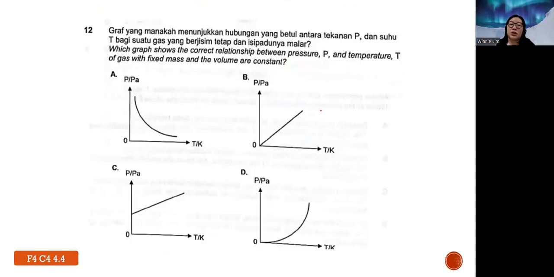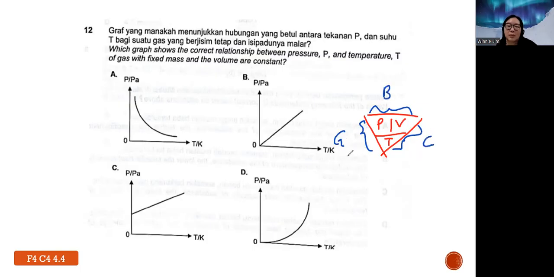Which graph show the correct relationship between pressure P and temperature T of gas with fixed mass, and the volume are constant? So again, this is under gas law idea. So I will tell students this is a very useful triangle. You have PV, then T, and the three sides respectively refer to a law. The law is G, B, C. So G stand for what? Gay-Lussac's law, and then B is Boyle's law, C is Charles' law.